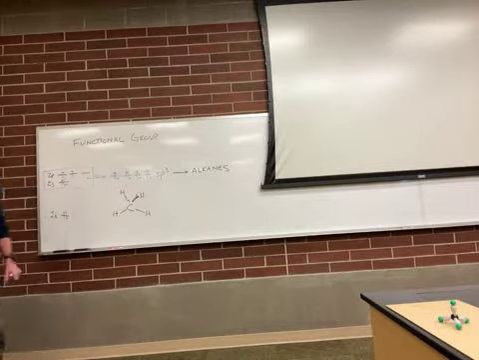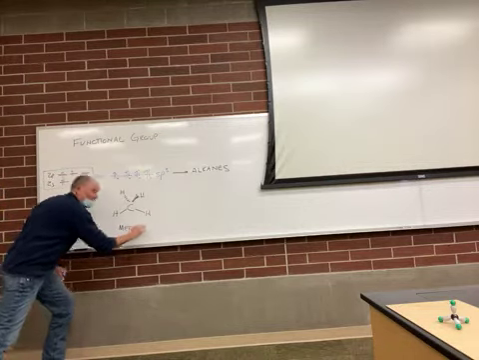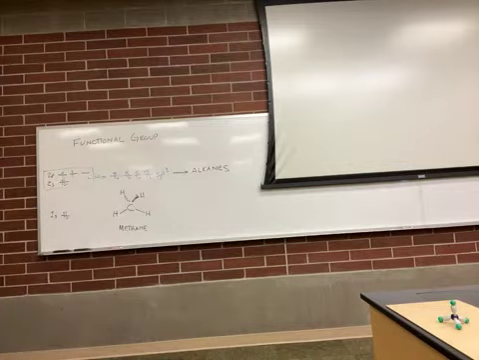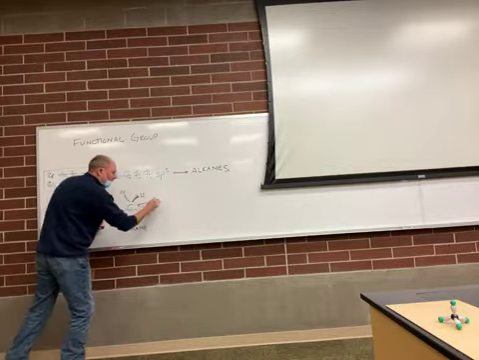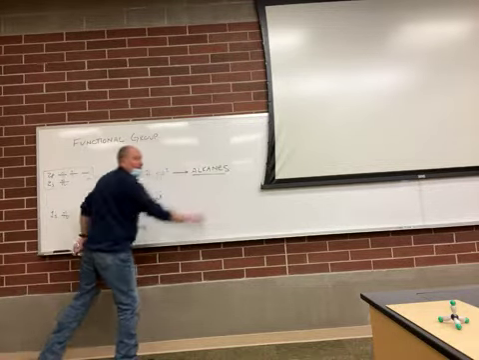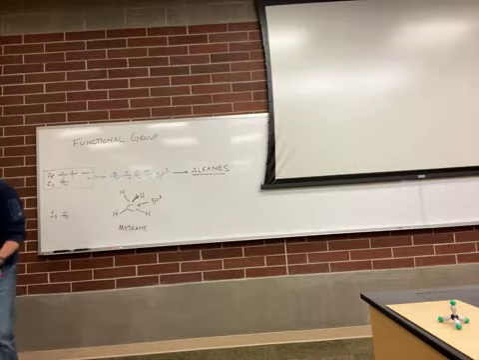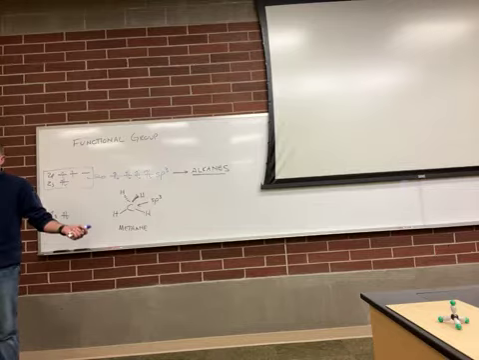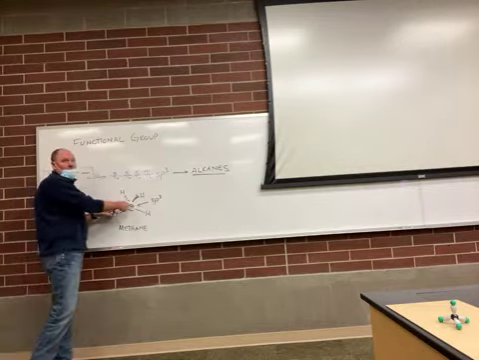So methane, now I'll write the name because now we're going to know the names. Methane looks like that. Methane is one carbon with four hydrogens. It is an sp3 carbon, which makes it an alkane. Alkanes only have sp3 carbons. If I have an sp2 carbon, I'm no longer an alkane, I'm an alkene. So alkanes only have sp3 carbons.